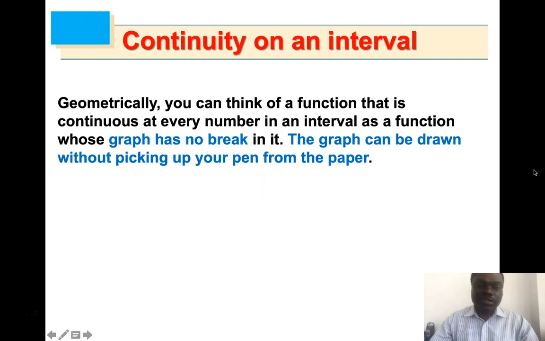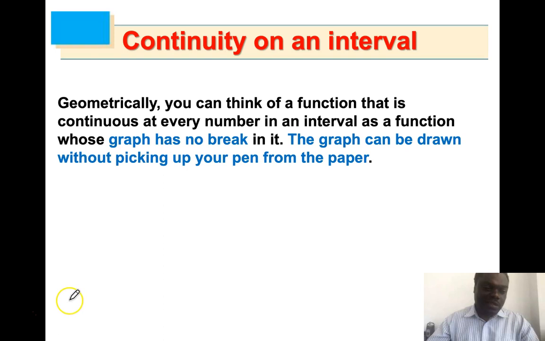On every point of its domain. So geometrically, you can think of a function that is continuous at every number in an interval as a function whose graph has no breaks in that interval. In other words, the graph can be drawn without picking up your pen. I would like to give an example here.